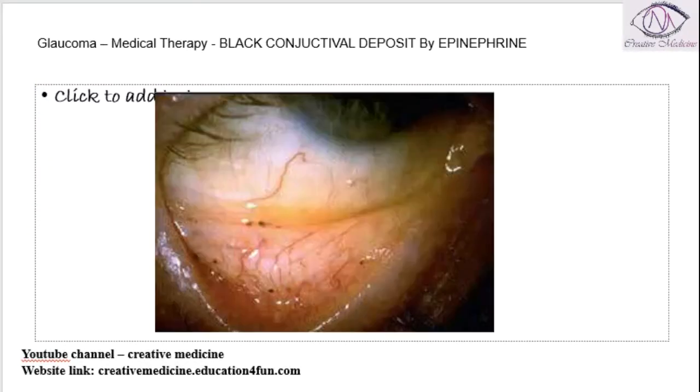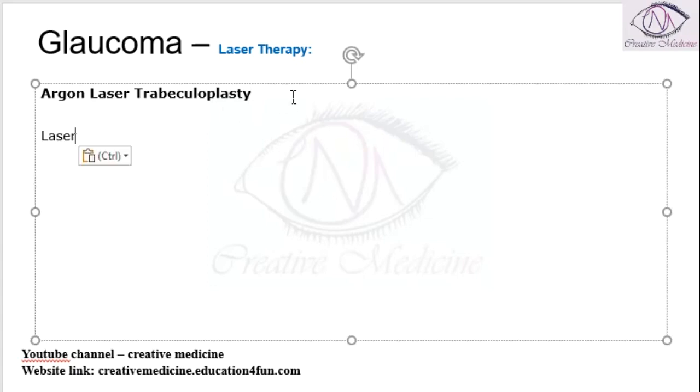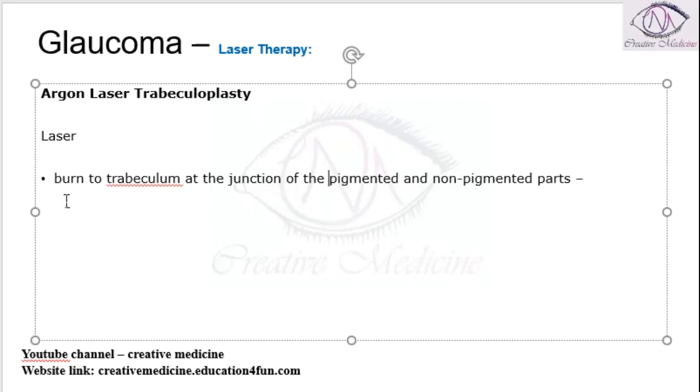So what is this argon laser trabeculoplasty? With the help of this laser, we will actually burn the trabeculum, especially at the junction of the pigmented and the non-pigmented part. Once the trabeculum is burned, a hole-like passage will be developed. This will help in drainage of the aqueous humor.